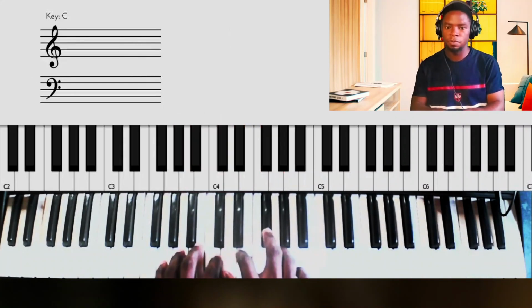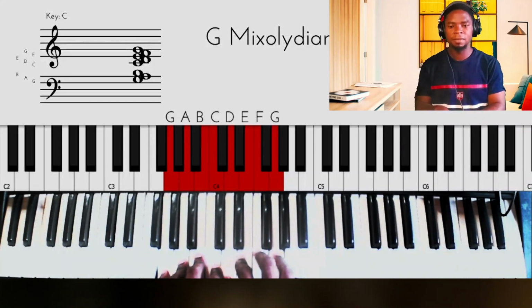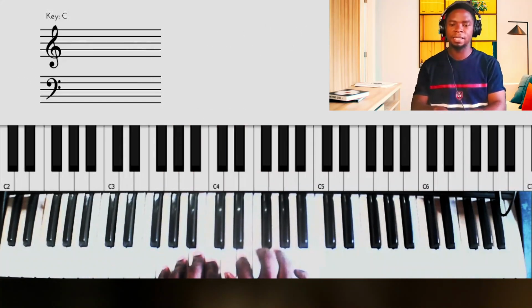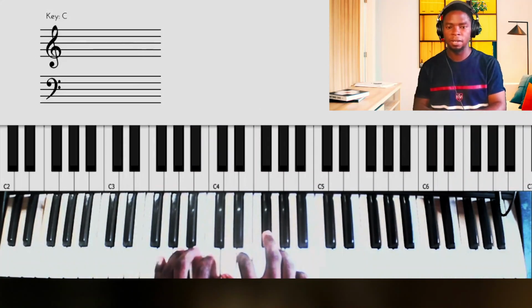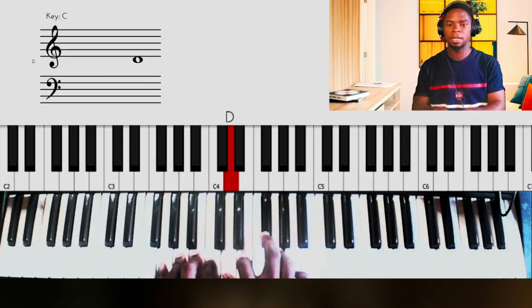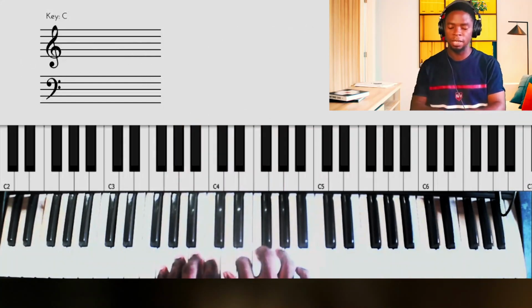So in the case of Mixolydian, the seventh note has to be flattened. So if I flatten the seventh note, I get a Mixolydian. So this is the G Mixolydian, and this is the G Ionian. If I have a natural seventh, it's Ionian, while if I flatten the seventh, it becomes a Mixolydian.